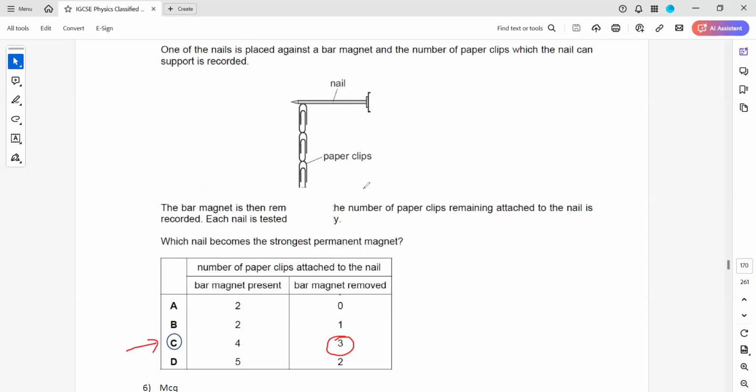Is it clear, this one? Yes, sir. Any doubt in this? Okay.